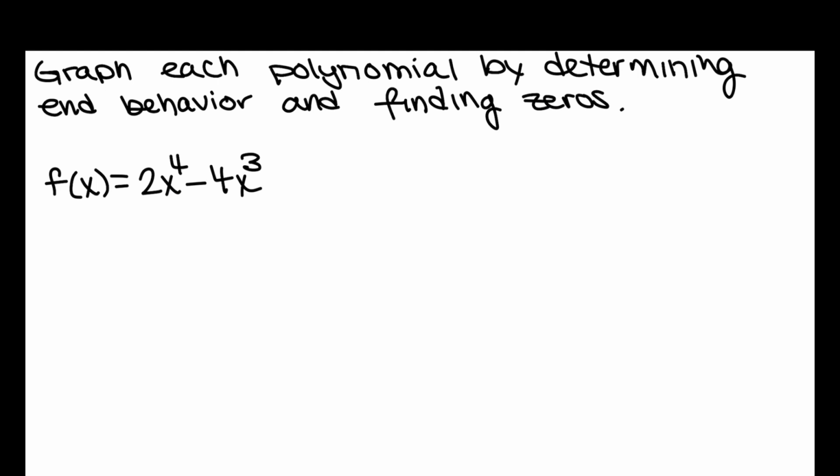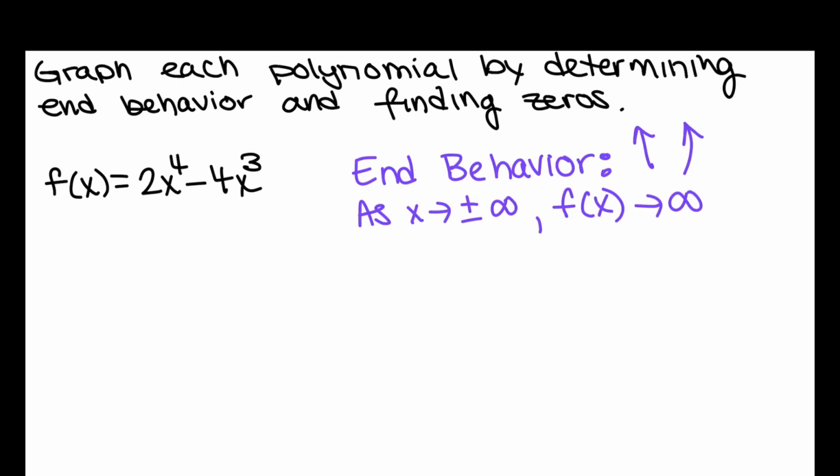So we'll start with f of x equals 2x to the fourth minus 4x to the third. To find the end behavior, I look at the leading term, largest exponent, so 2x to the fourth. I've got a positive coefficient, an even power. That means both ends go up. As x goes to plus or minus infinity, y goes to infinity. So both ends go up.